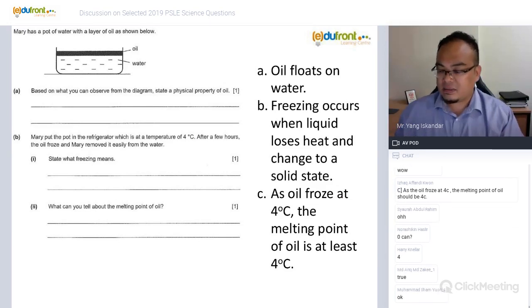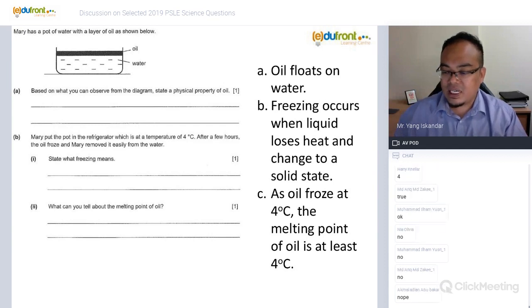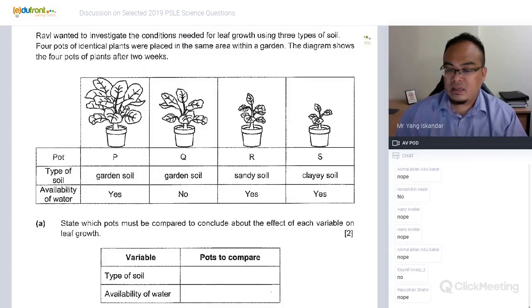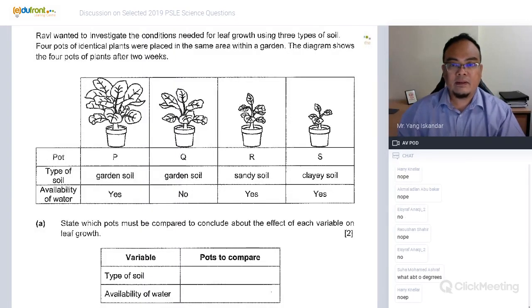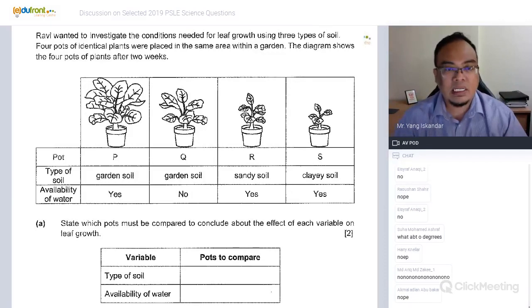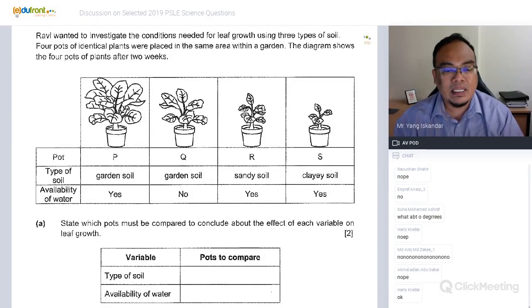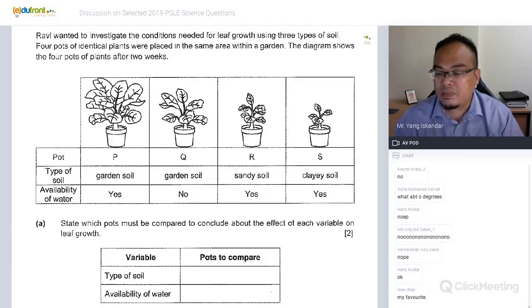Okay, any question, class? No question. Okay, let's move on to the next question. Now, next question is taken from last year's PSLE. Okay, now let's take a look at the question here. I want you to read. I give you about 30 seconds. It's quite a long question. It has 3 parts, part A, B, and C. So I'm showing you only the first part.